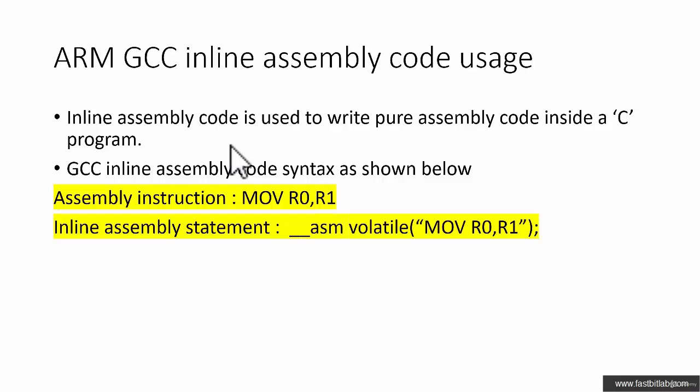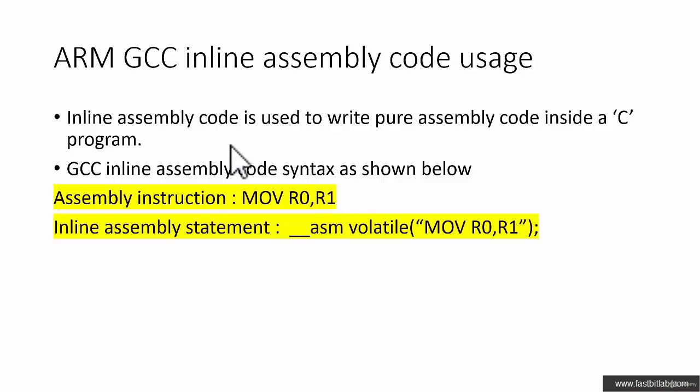In this lecture, we are going to understand one important concept, that is writing inline assembly code. The inline assembly code is used to write pure assembly code inside a C program. Basically, we use inline assembly code in order to access the processor core registers such as general purpose registers or special registers or the stack pointers. If there is any way by which you can access those registers is using inline assembly code.